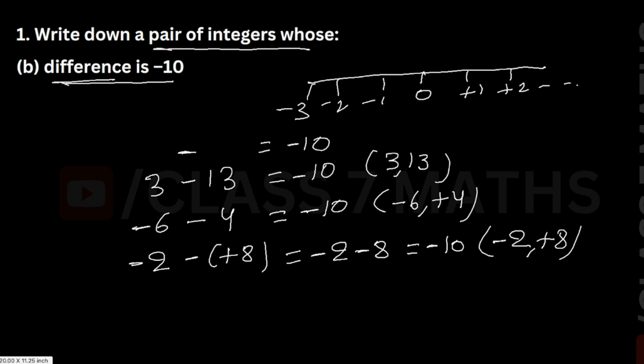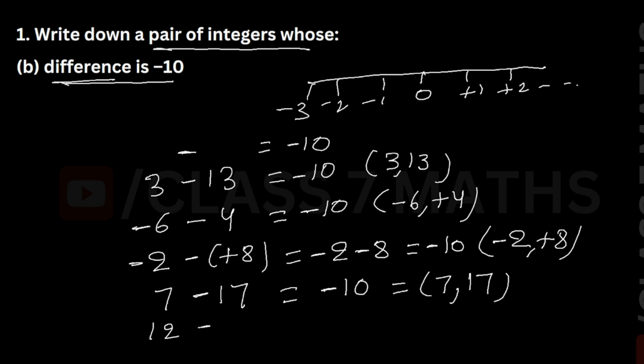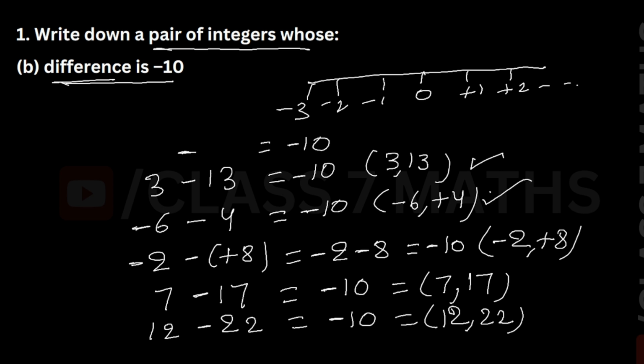Now I am taking one more pair, 7 minus 17. The answer is minus 10, so the pair is 7 comma 17. One last pair, 12 minus 22 equals minus 10, so 12 comma 22 is the pair. So we have used the minus sign for difference and the pairs are 3 comma 13, minus 6 comma 4, minus 2 comma 8, 7 comma 17, 12 comma 22.